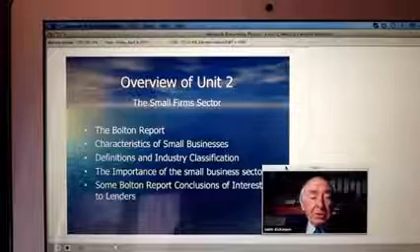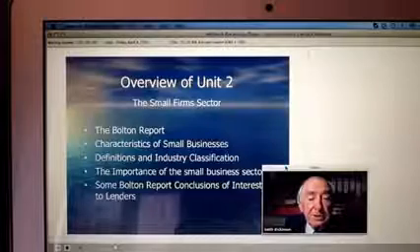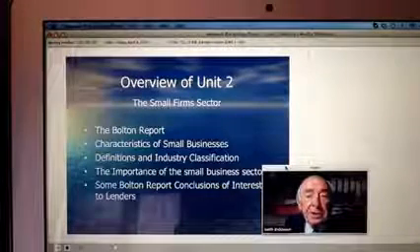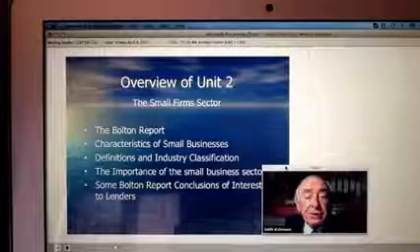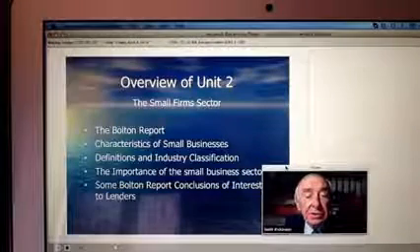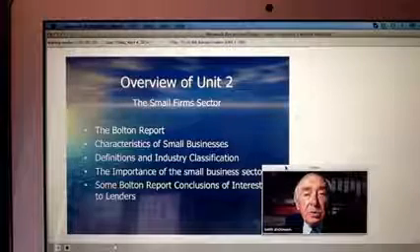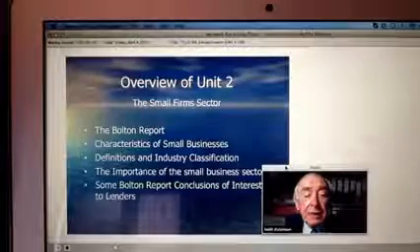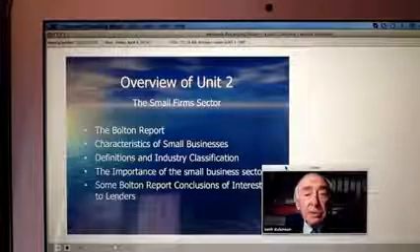Many years ago, Ernest Bolton wrote the Bolton Report on small businesses, and he set down the characteristics of small businesses. He did definitions and industry classifications. What he did stress was the importance of the small business sector, and some Bolton Report conclusions are of interest to we lenders.